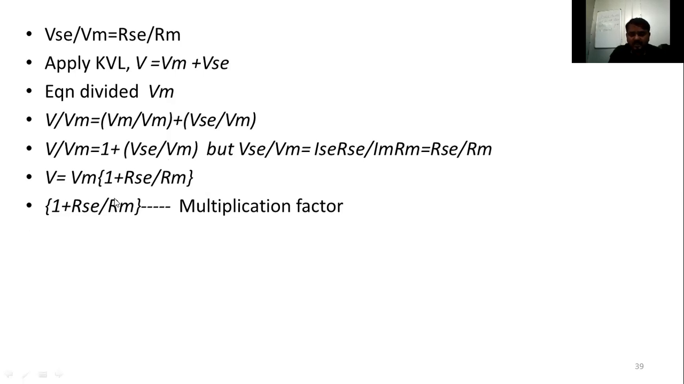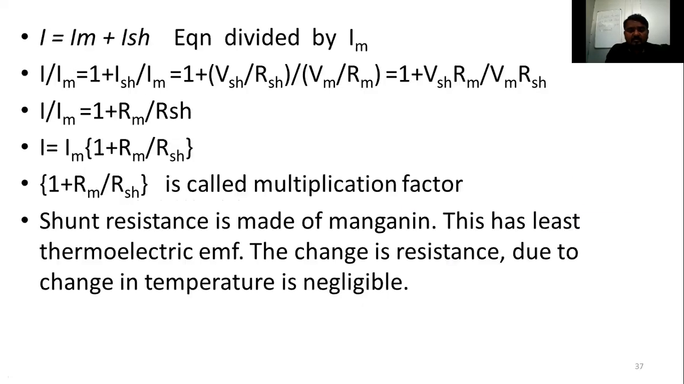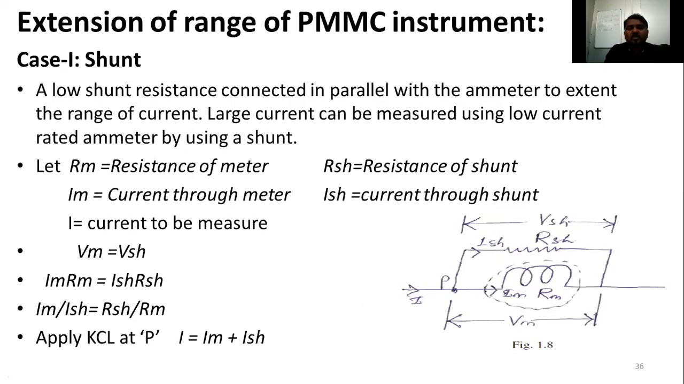By using a shunt circuit, we can increase the current range. By using the multiplier or series circuit, we can increase the voltage or voltmeter range. So these are the shunts and multipliers, or extension of range of the PMMC instrument, that we have discussed here.